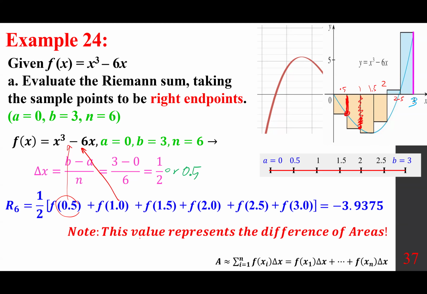Note this value represents the difference of areas, not the area under the curve. If you want pure area, you have to go with the absolute value. And the reason it's the difference of areas is because a portion of the graph is above the x-axis, which is positive, and a portion is below, which makes it negative. So that's an approximation, and we use the right endpoints.